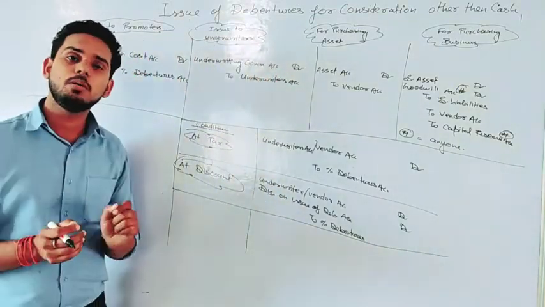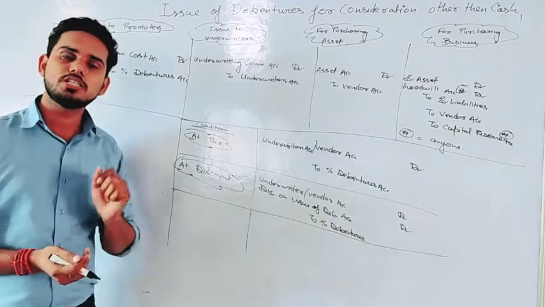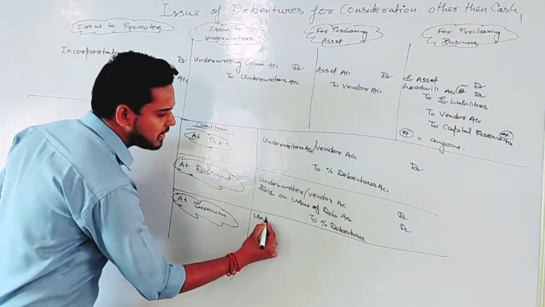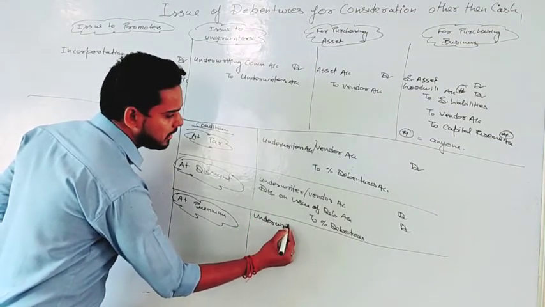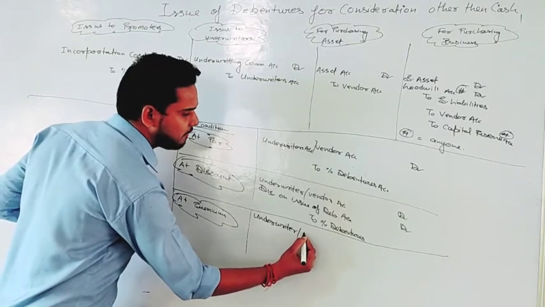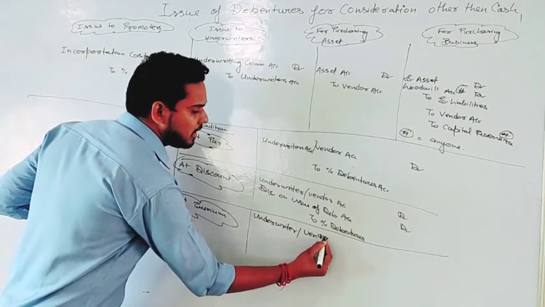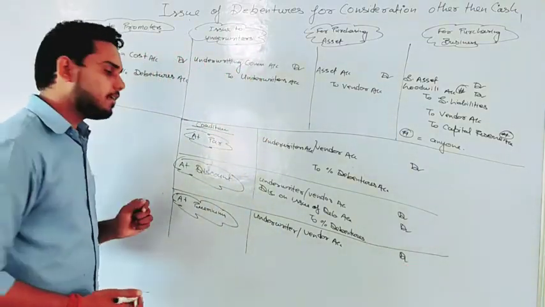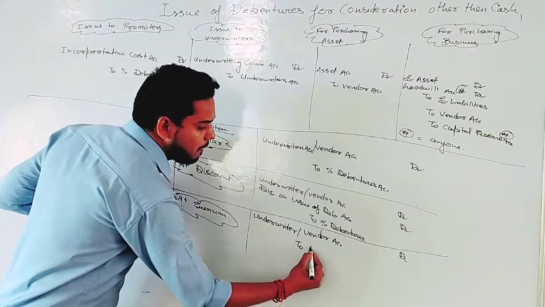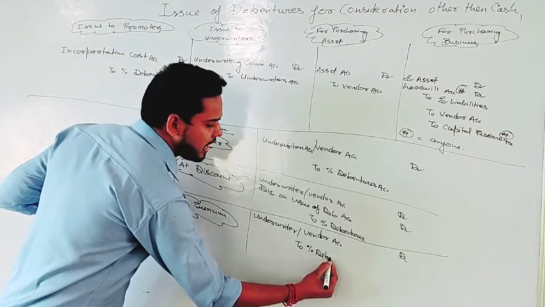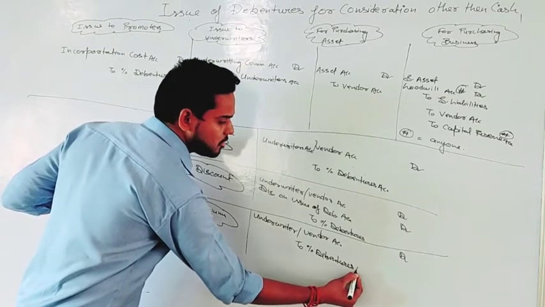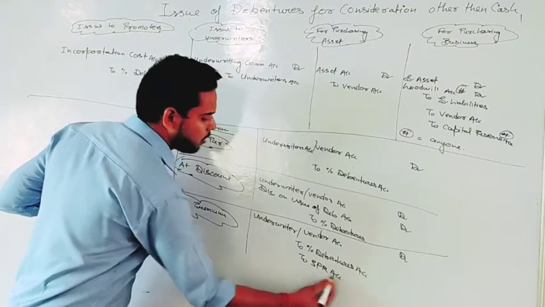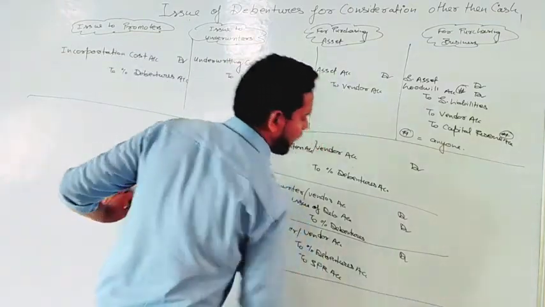Now the last case will be if we are issuing debentures at premium. If we are giving debentures at premium, the first thing we will do is the same, debit that person or that company to whom you are giving these debentures. So we will debit either underwriter or the vendor as the case may be, right? Now as we are giving the debentures, we will write to percentage debentures account, and as you are giving them debentures at premium, you will credit one more account, that is securities premium reserve account.